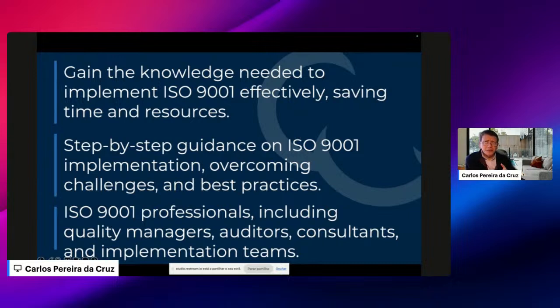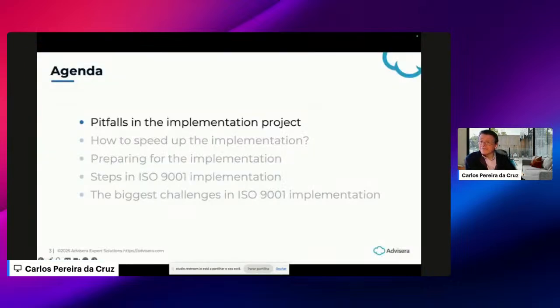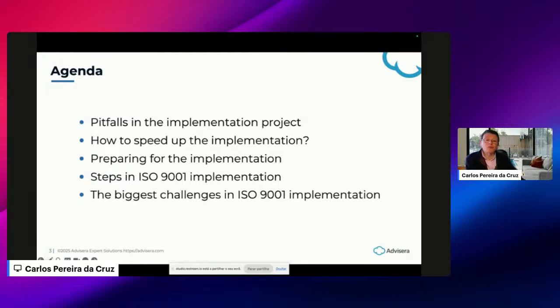Okay, now let's see the agenda for today. We'll discuss the following topics. First, the pitfalls: what are the main pitfalls in an implementation project? Then, how can you speed up an implementation project? Then, how can you prepare yourself and your organization for the implementation? And what are the steps? What steps should be considered during ISO 9001 implementation? That's perhaps the core of this webinar. And finally, what are the biggest challenges in ISO 9001 implementation, based on the emails that I received before this webinar? Now, let's start.